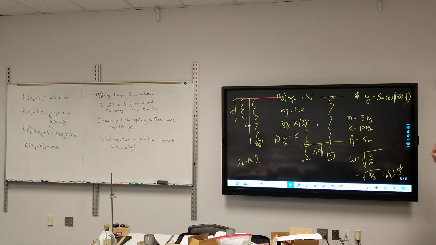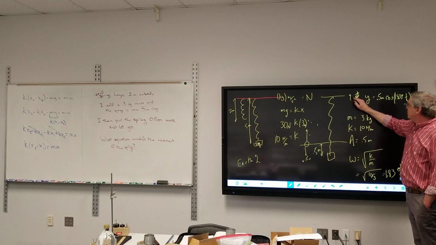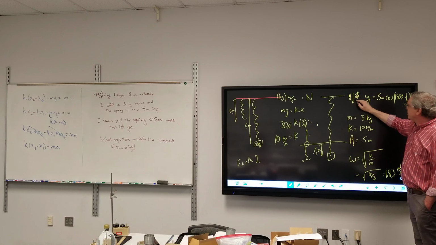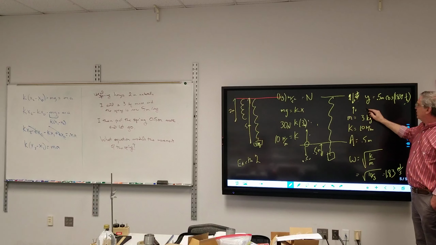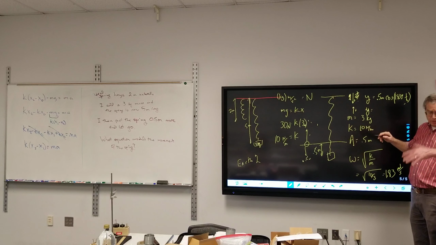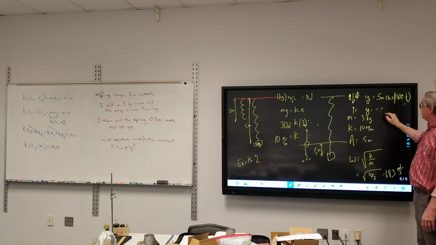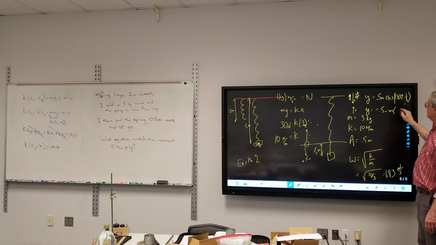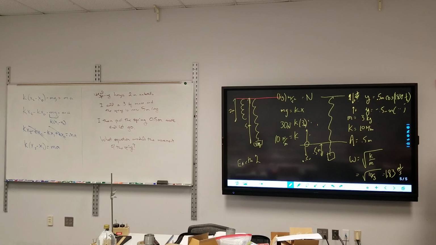If I chose up to be positive instead of down, so this is down being positive. If up were positive, then it's starting at the trough, that's at the lowest value, it'd be negative 0.5 meters cosine of 1.83 radians per second t.